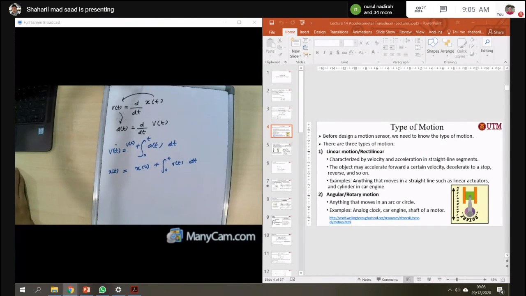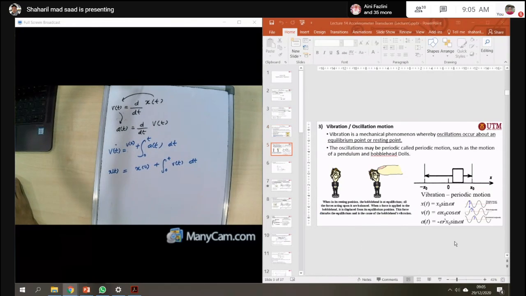Right, so let's look at the theoretical types of motion. We can have linear motion, right? When you throw an object that follows a straight line, we call it linear motion. Angular motion is motion that moves in an arc or circle and so on. We also have vibration. Vibration has something to do with the acceleration. Vibration means the phenomenon where oscillation occurs. Alright, so we know about the bobblehead, for example.